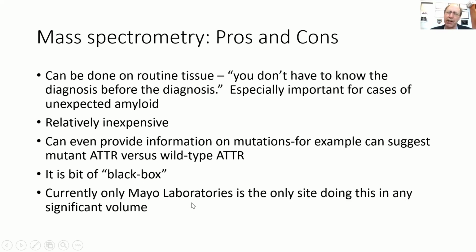I think only Mayo is doing this in any significant volume. So you have to send off material to them. It's not being done locally. So sometimes that's a bit of a problem, but we like to always confirm our diagnoses and subtyping with this testing because it's relatively rapid, inexpensive, and seems to be quite specific.